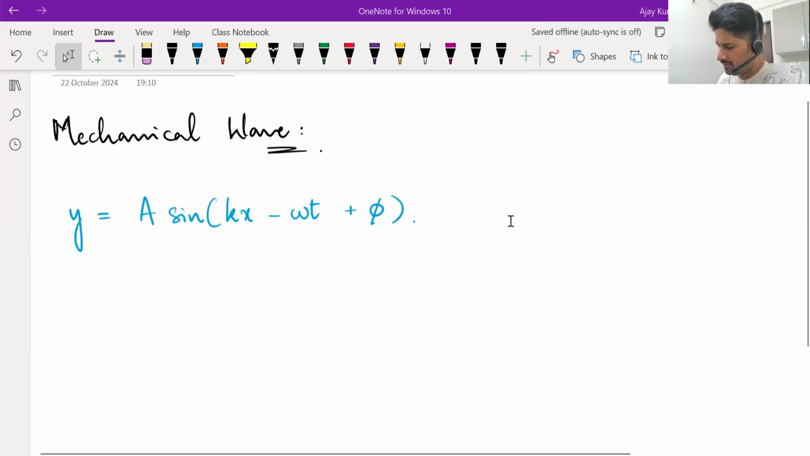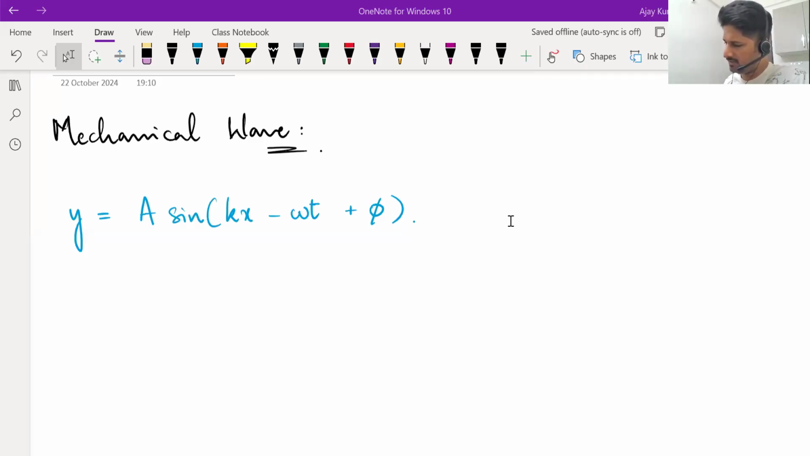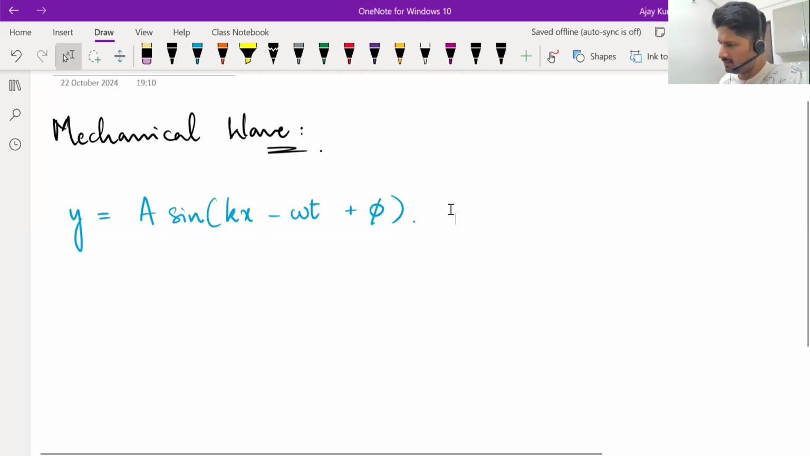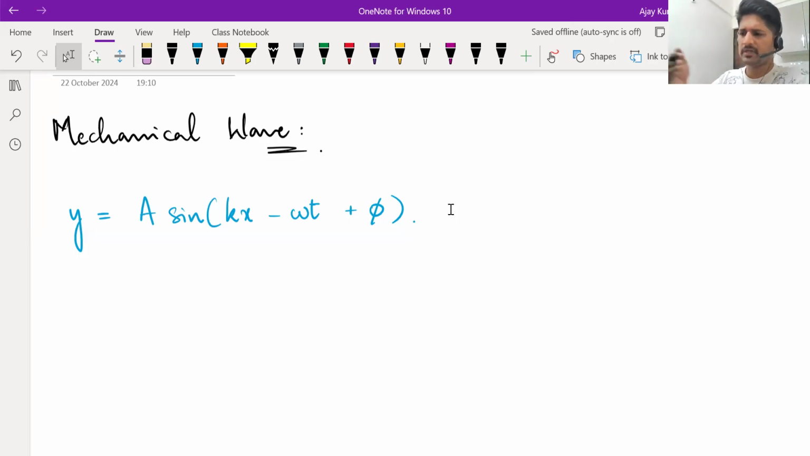Consider a mechanical wave equation like this: Y is equal to A sin(kx minus omega t plus phi). Now, a wave, as you all know, is basically a disturbance in some property which propagates from one place to another. In a mechanical wave, what we disturb is the mean position of the particles of a particular medium. Mechanical waves require a medium for propagation.